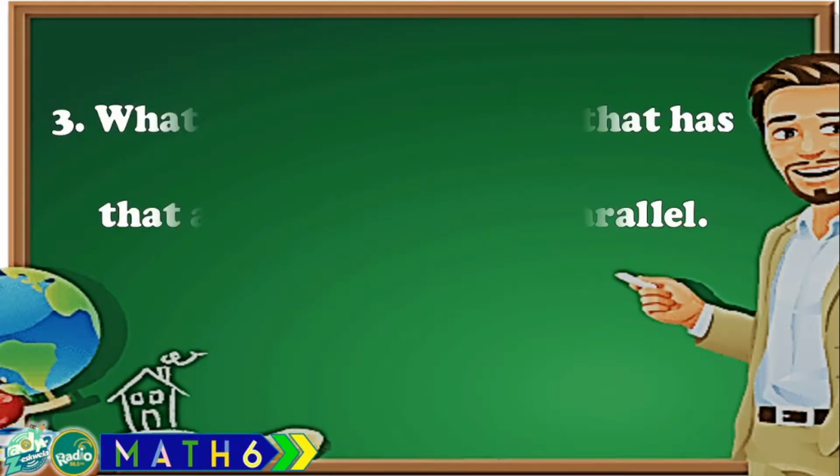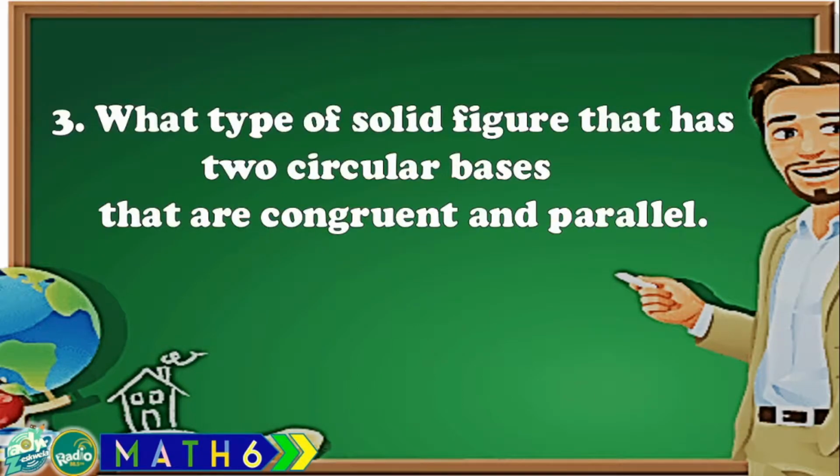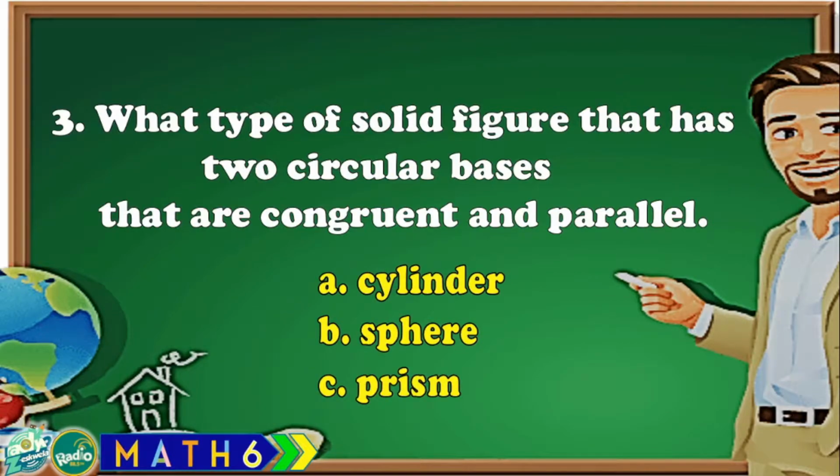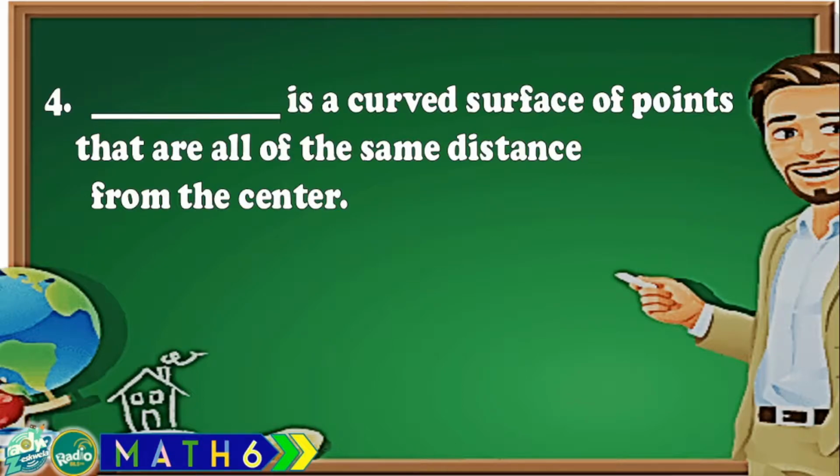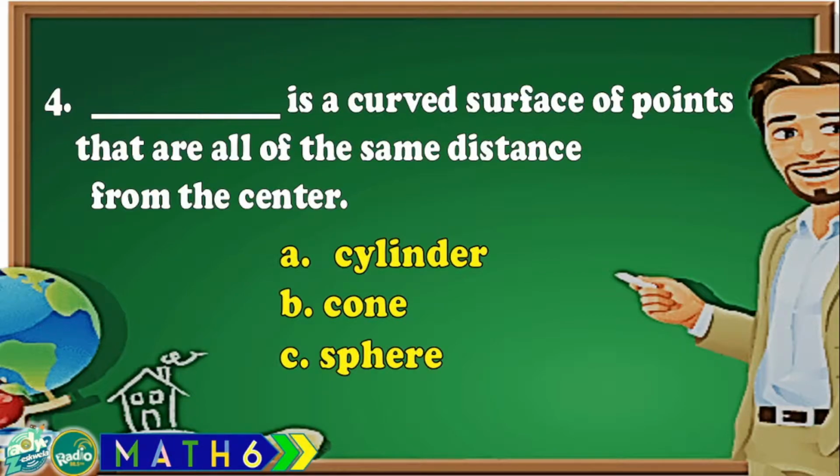Number 3. What type of solid figure has two circular bases that are congruent and parallel? A. Is it cylinder? B. Sphere? C. Prism? Next, number 4. Blank is a curved surface of points that are all the same distance from the center. A. Is it cylinder? B. A cone? Or letter C. A sphere?